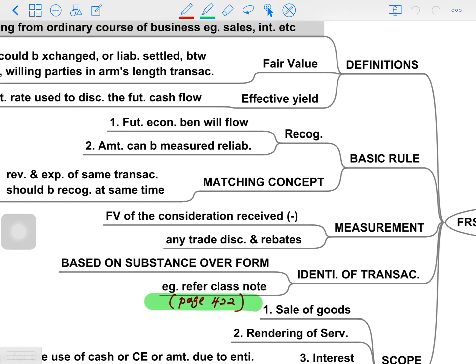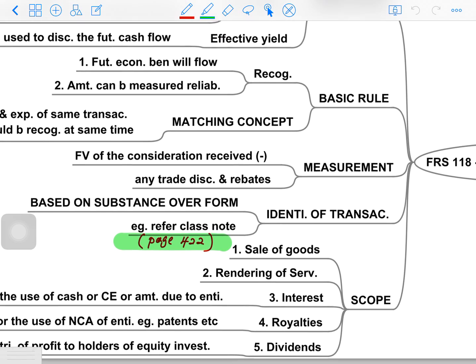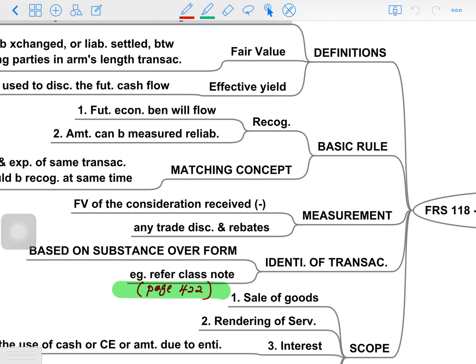Okay, but then there is a specific detailed rule for each category of revenue. For example, we're going to look at sale of goods, interest, royalties, dividends later on, and services rendered. They have specific rules applied to them in order for you to recognize revenue in those categories of revenue business.